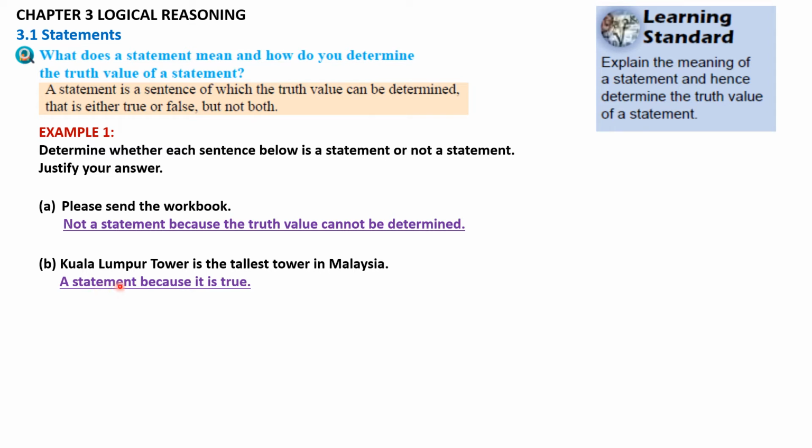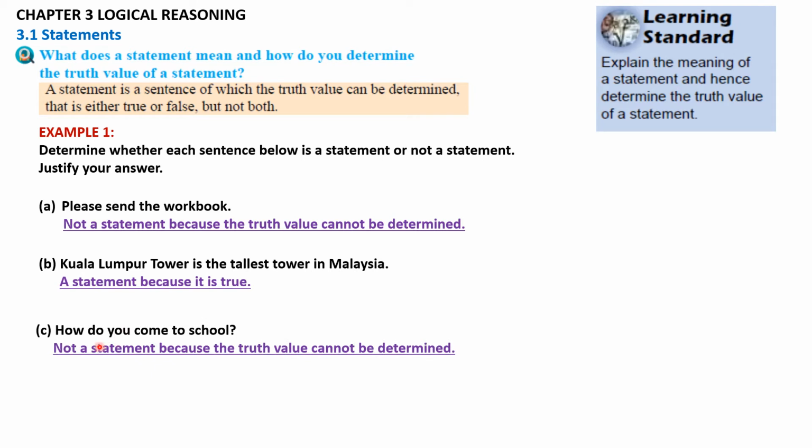Now we look at B. Kuala Lumpur Tower is the tallest tower in Malaysia. Okay, this one is a statement because we know that is true. Now we look at question C. How do you come to school? For this sentence, we cannot say this one is true. We cannot say this sentence is false also. So your answer should be not a statement because the truth value cannot be determined.